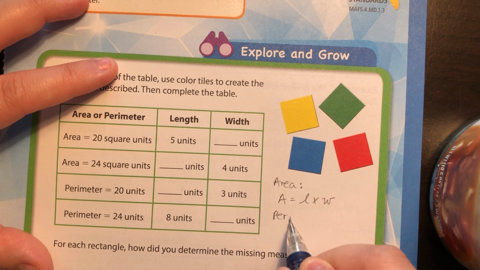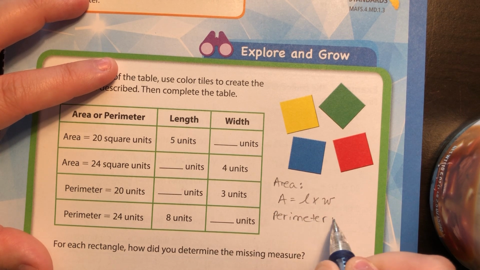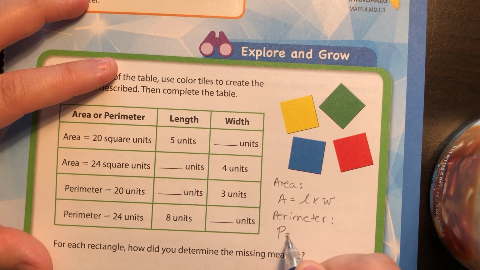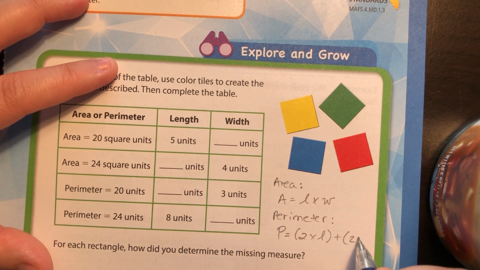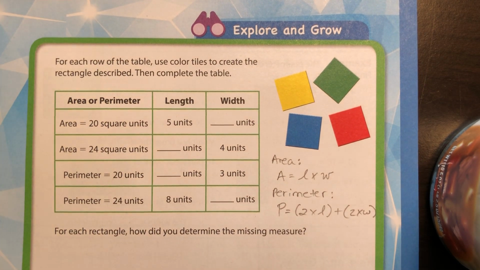And for perimeter, that formula is P equals, parentheses, 2 times the length plus 2 times the width. Okay, they are calculated different, and that's gonna be very helpful to know in order to find the missing sides, okay? So I'm actually going to start in the first page.